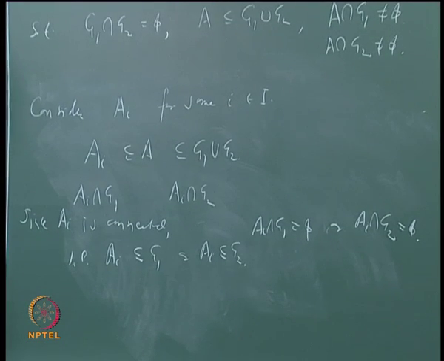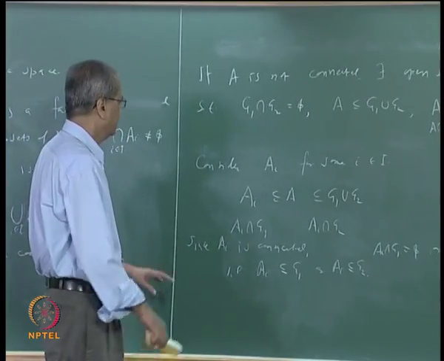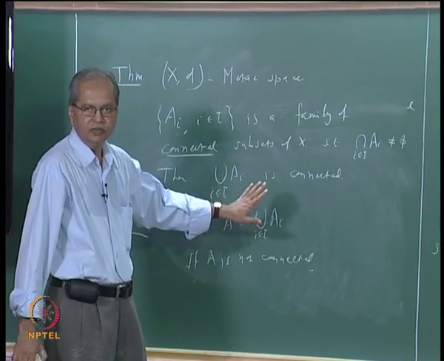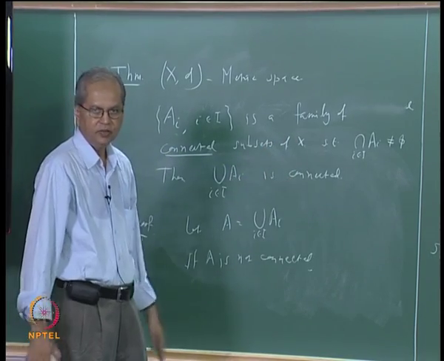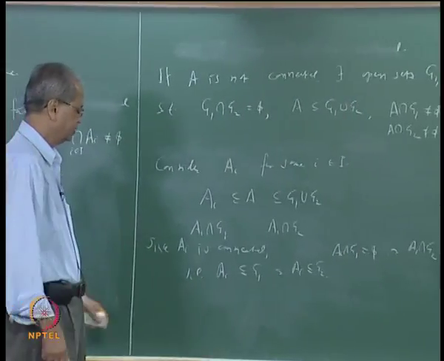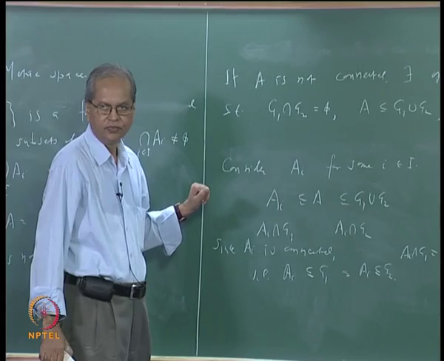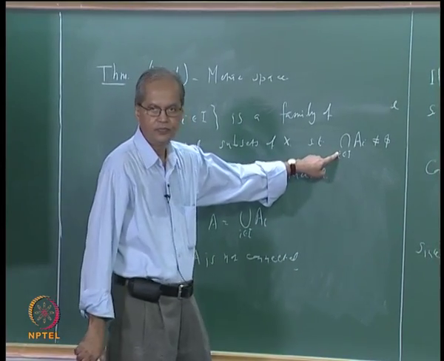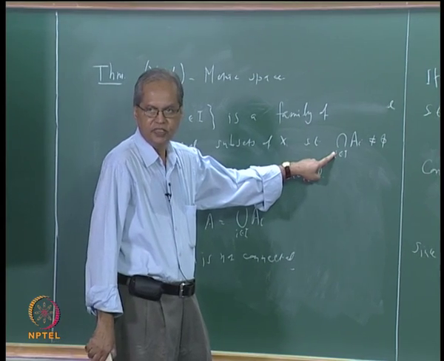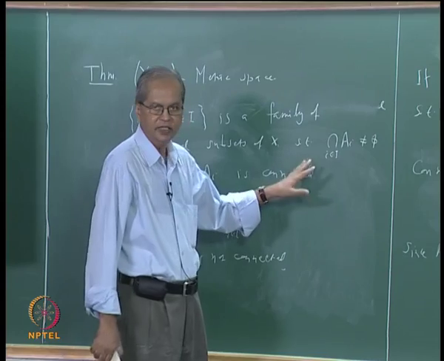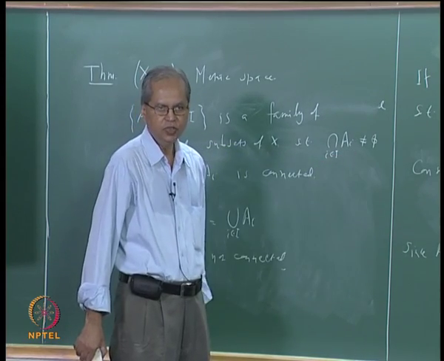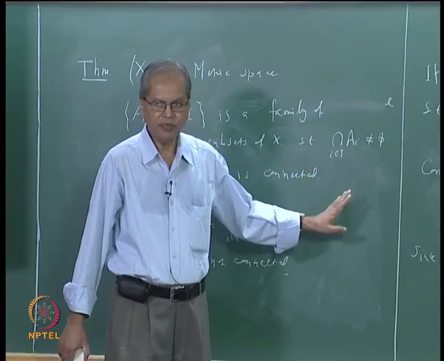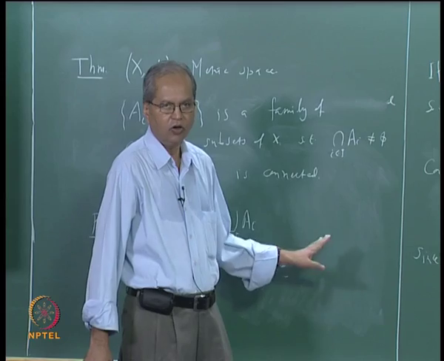So what did we show? If we take any of these sets in the family, each Ai is either contained in G1 or contained in G2. Now let us see what are the possibilities. It can of course happen that some of the Ai are in G1 and some of the Ai are in G2. But if that happens, is this possible? G1 and G2 are disjoint. Suppose some of the Ai are contained in G1 and some are contained in G2, then their intersection will be empty. So since this is non-empty, all of them must be contained in G1, or all of them must be contained in G2.